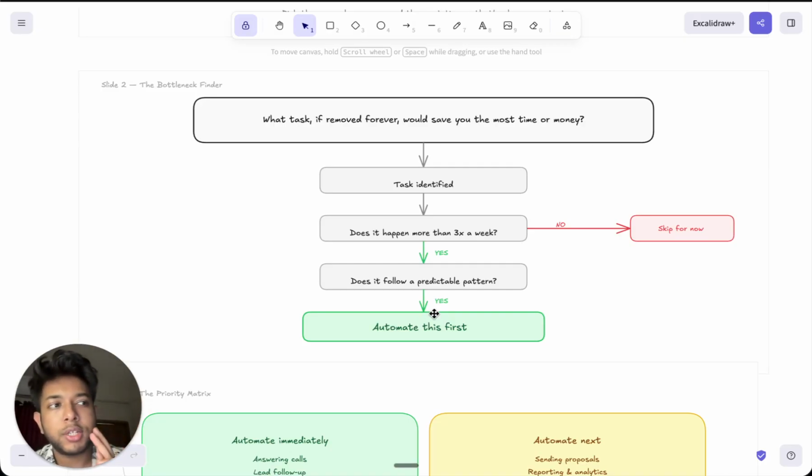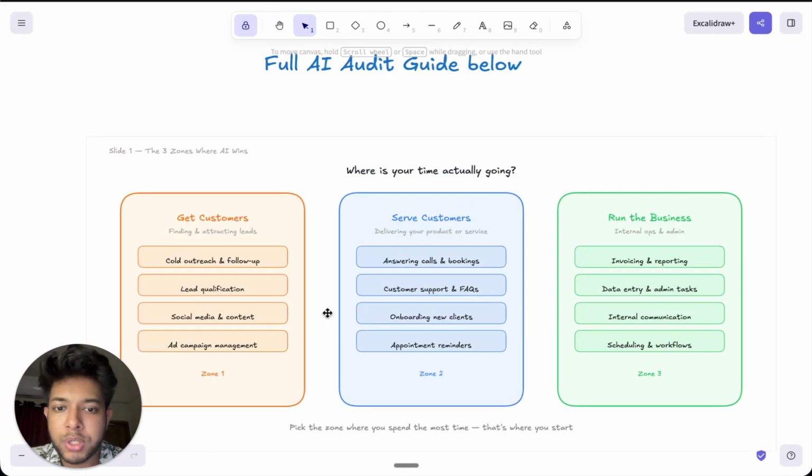So the task that used to take 30 or 40 minutes for one of your team members, you can basically get done within a few minutes. So that's the ROI over here, and this can be done for a lot of the operations.